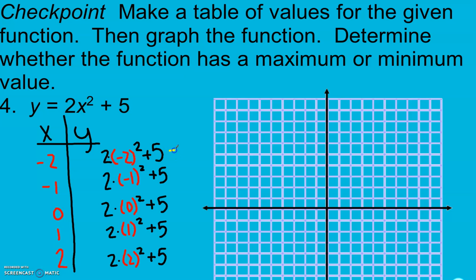Now we calculate them. Remember, exponents come first. So if you're going to do this by hand, it's -2 squared, 4 times 2, 8, plus 5, 13. If you're going to do it in your calculator, we just type 2 times parenthesis -1 parenthesis squared plus 5. And here we'll get 7. Here we'll get 5. Here, 7 again. And here, 13.